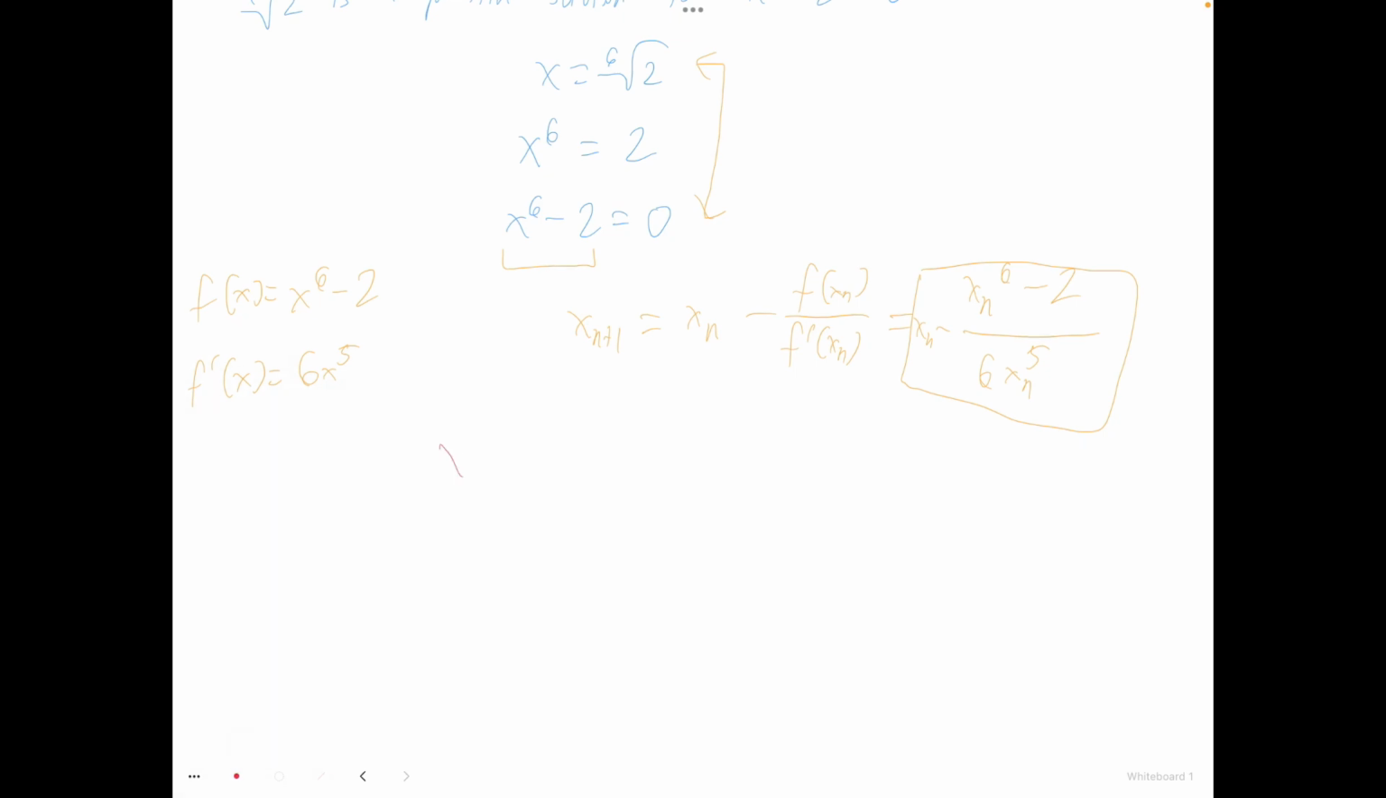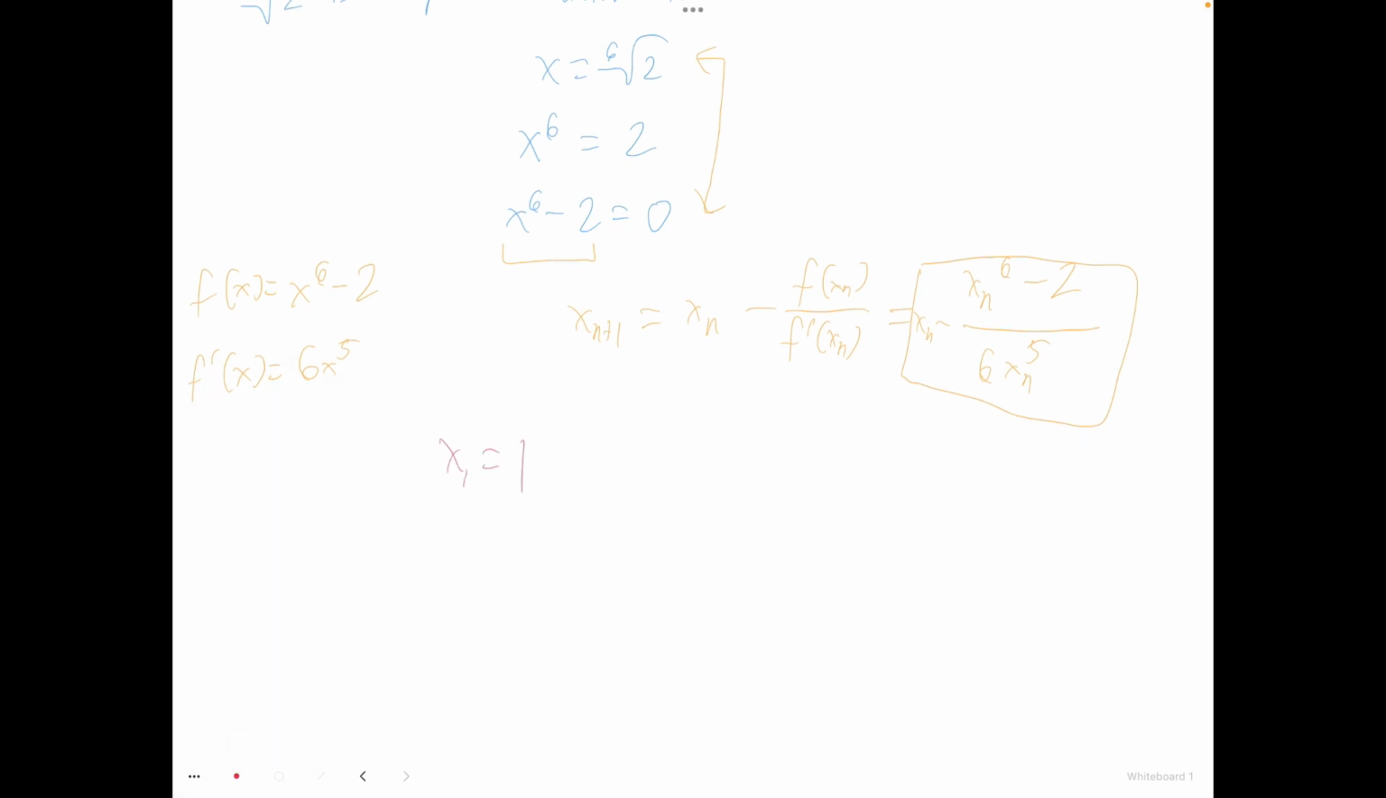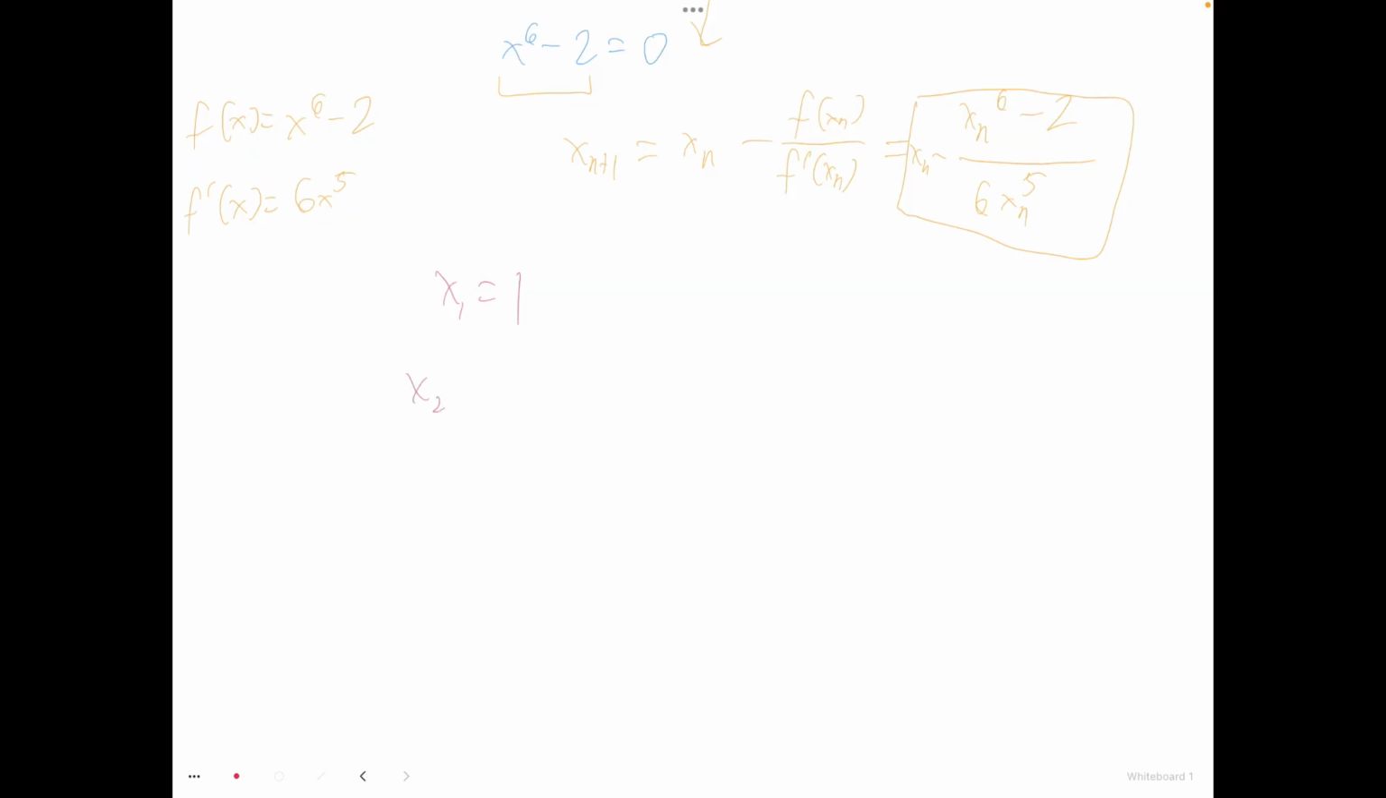And so x sub 1 is going to be 1. That's our initial guess. Then x sub 2 is going to be equal to x sub 1 minus f of x sub 1 divided by f prime of x sub 1, which is 1 minus 1 to the sixth minus 2 over 6 times 1 to the fifth, which is 1 minus negative 1 divided by 6. And so plugging those in, we get 7/6. So x sub 2 is 7/6.